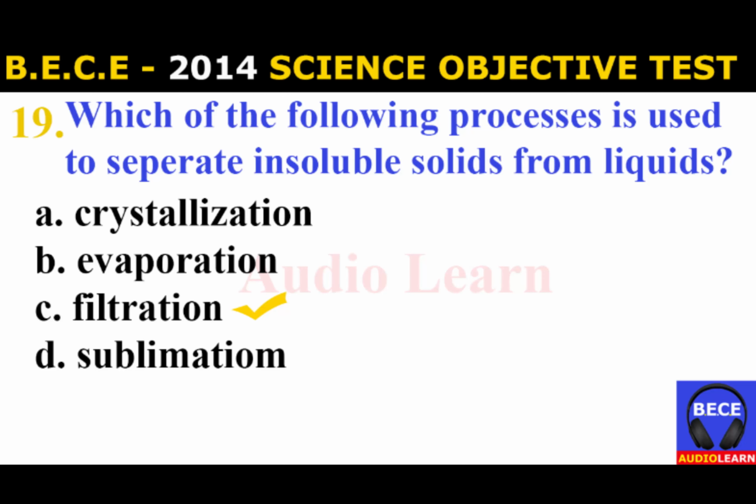Number 19. Which of the following processes is used to separate insoluble solids from liquids? A. Crystallization, B. Evaporation, C. Filtration, D. Sublimation. And the answer is C. Filtration. Which of the following processes is used to separate insoluble solids from liquids? And the answer is filtration.